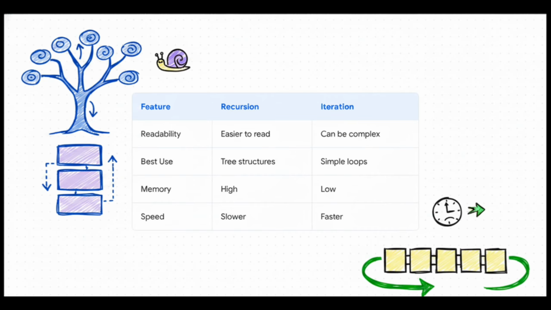Iterative loops, on the other hand, like your standard for and while loops, reuse the exact same memory space over and over. That makes them far faster and more efficient, even if the code itself ends up looking a bit bulkier or harder to read.